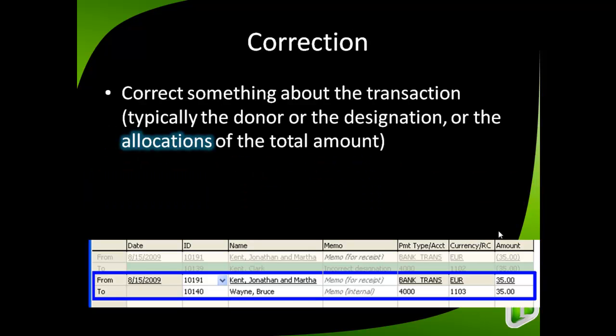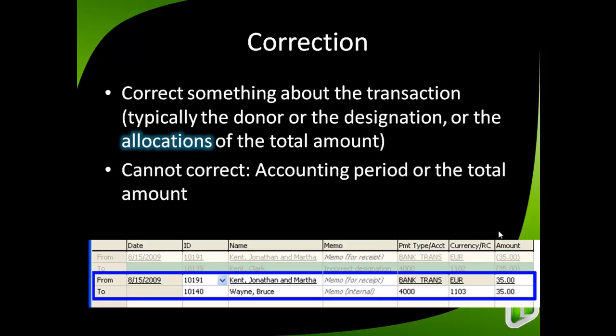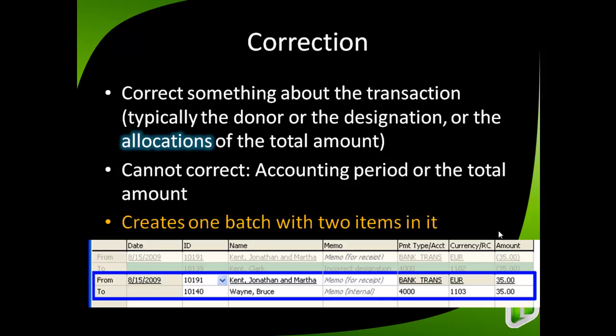The second is a correction. When you want to correct something about the transaction, typically the donor or the designation, or sometimes the allocations of the total amount. For example, you credited all of the gift to one designation, and now you need to separate the same amount among multiple designations. But what you cannot correct with a correction batch is an accounting period or the total amount. You have to do that with a reverse and start over that we'll talk about in a moment. This creates one batch with 2 items in it, as shown in this diagram.